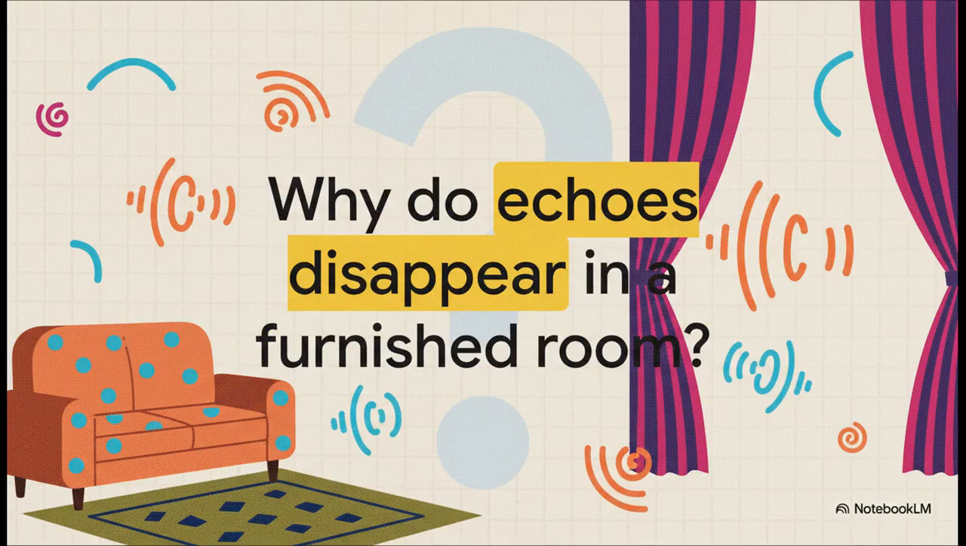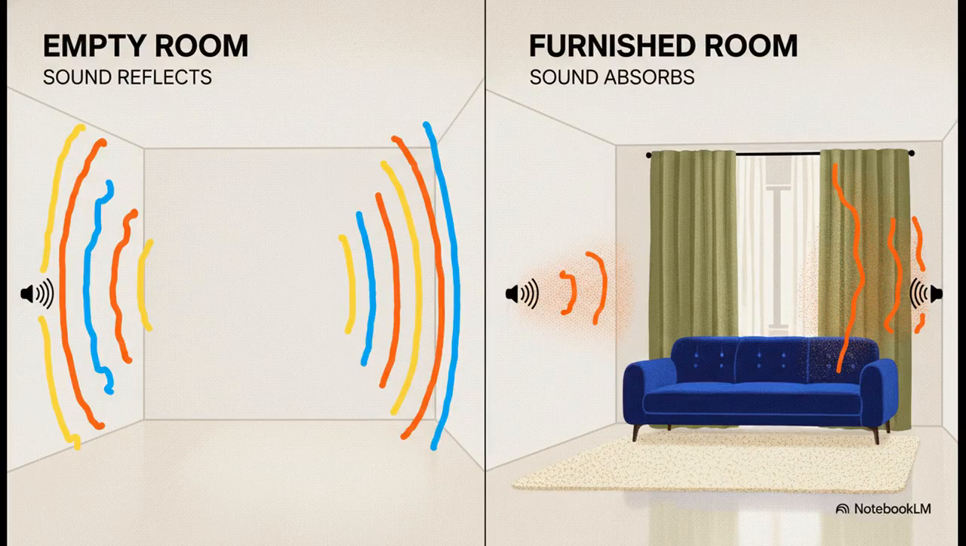Okay, here's another one you've probably noticed. If you shout in an empty room, you get a big echo. But once you fill that room with a sofa, carpets, and curtains, the echo is gone. What's going on? It's not magic, it's just physics in action.